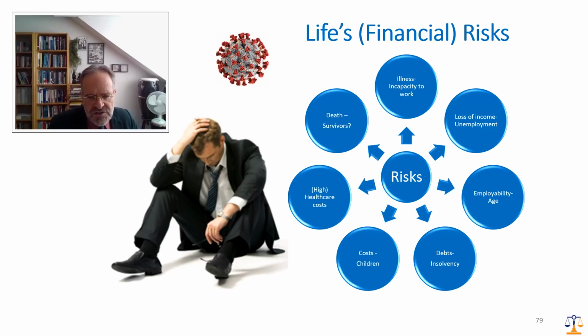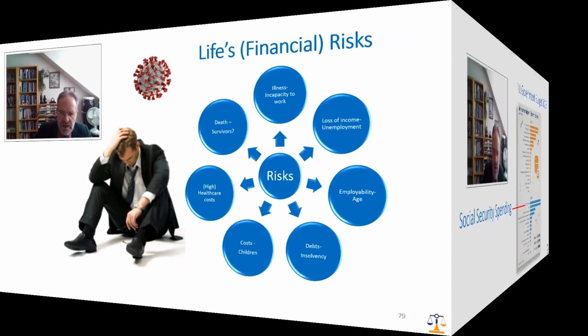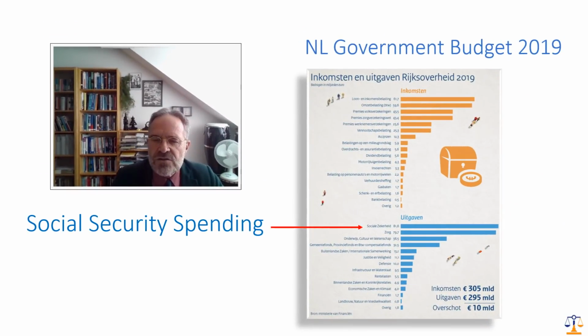In life, all kinds of things can happen. You can become unemployed, you can become seriously ill, you might die still having young children, you might get healthcare costs which are so high that the normal insurance cannot bear them. And for all these risks of life, we have created a social security system of social security and healthcare cost, which is the biggest chunk of what the government spends from the income it generates from gas and taxes.